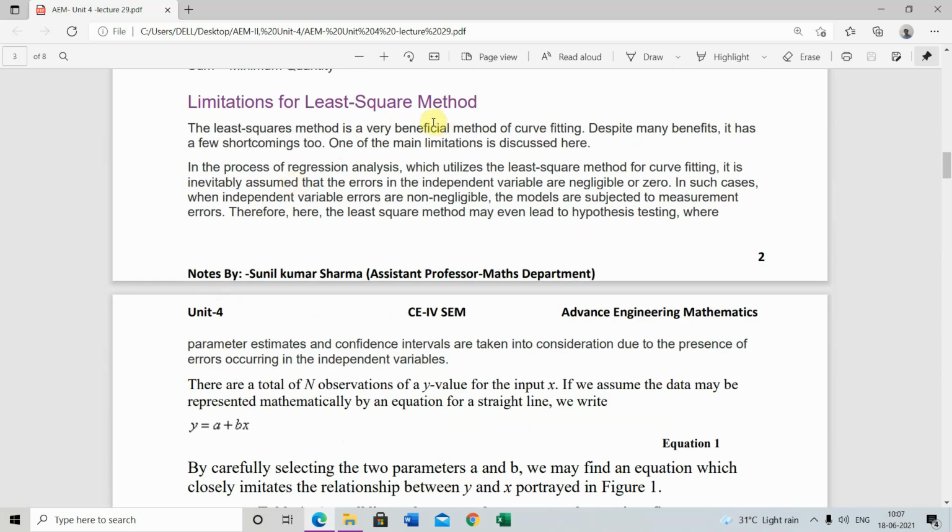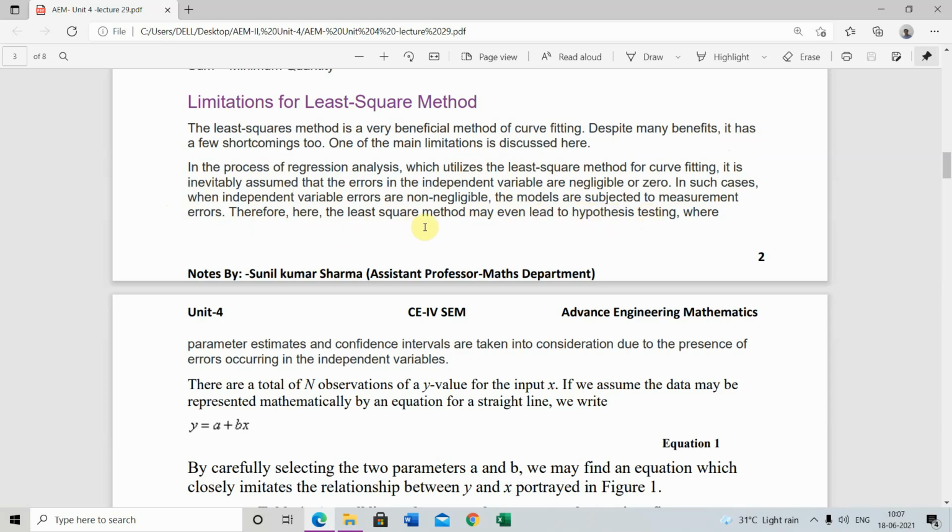Limitations of the least square method. The least square method is a very beneficial method of curve fitting. Despite many benefits, it has a shortcoming too. One of the main limitations is in the process of regression analysis, which utilizes the least square method for curve fitting. It inevitably assumes that the errors in the independent variables are negligible or zero. In such cases, when independent variable errors are non-negligible, the models are subjected to measurement error.